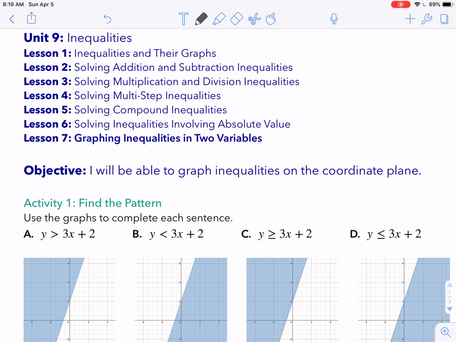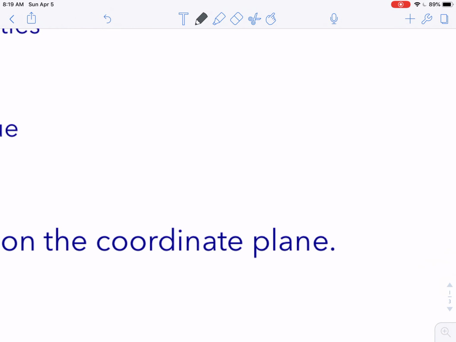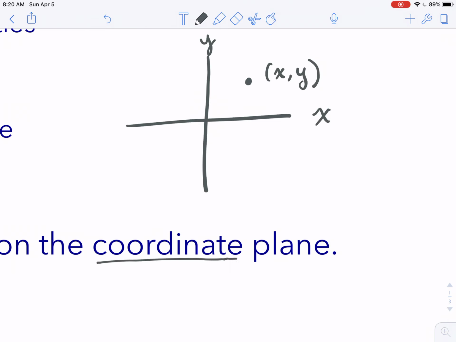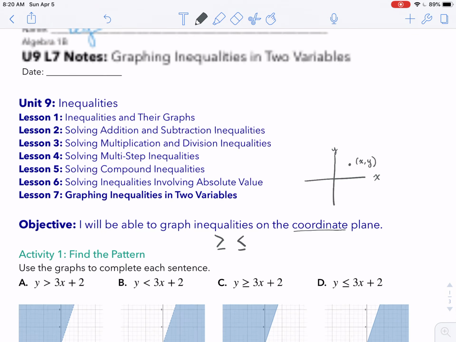Inequalities are things like greater than, less than, greater than or equal to, less than or equal to. And the coordinate plane is where we make our graphs. You have an x-axis, a y-axis, and a bunch of points, each with x and y coordinates. That is why it is called the coordinate plane.